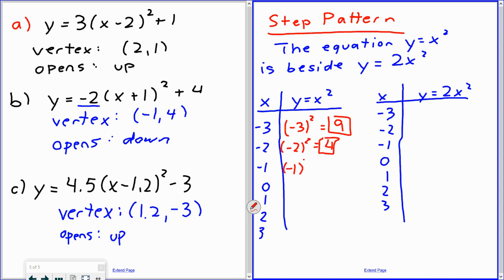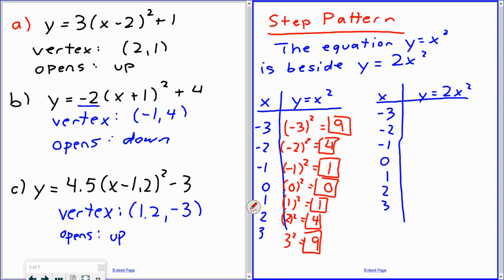Negative 1 squared should be 1. 0 squared should be 0. So you guys are seeing what I'm doing here, right? 1 squared equals 1. 2 squared equals 4. So my brain is getting really messy here.